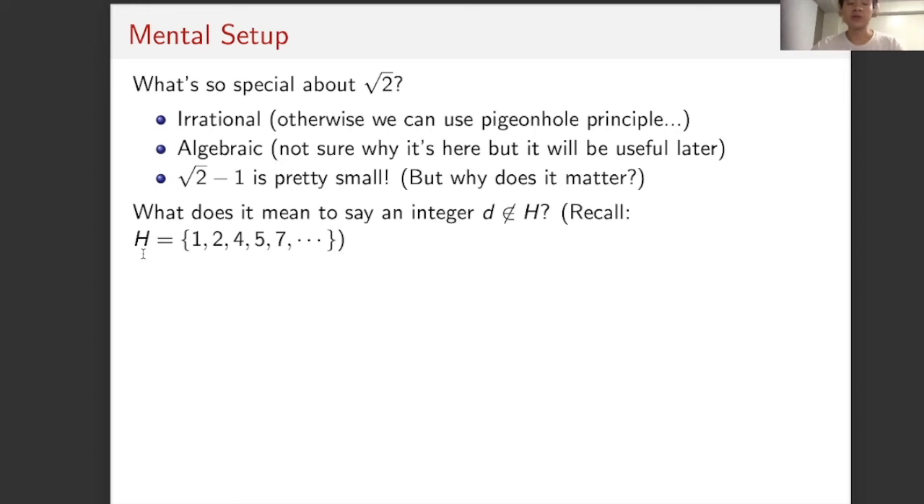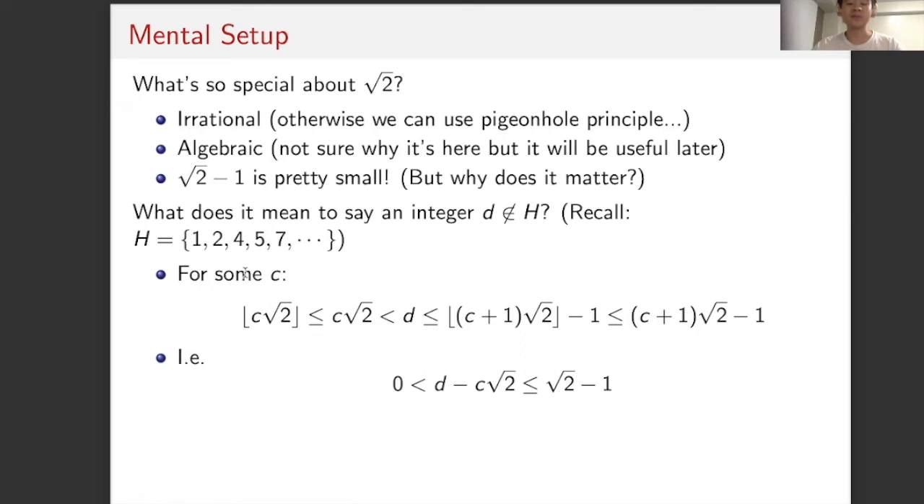Because 2 square root 2 is 2 point something, which is less than 3. But 3 square root 2 is 4 point something, which is already more than 4. So what this means is that for some number c, where if d equals 3, then c equals 2, in this case c square root 2 is less than d. But c plus 1, the whole thing times square root 2, is more than d plus 1.